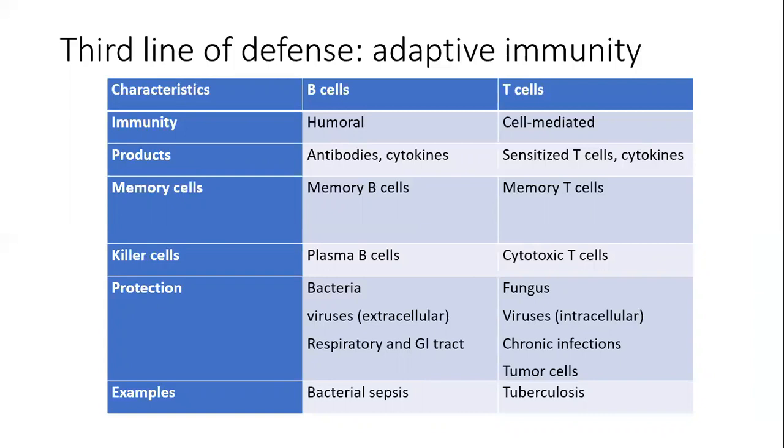B cells also have memory cells, which can respond on a repeat infection, and they're called memory B cells. There are killer cells within the humoral response, and those are plasma B cells. They're the antibody factories. And they protect against bacteria, viruses, and they work in the respiratory and GI tracts as well. So an example of a really extreme humoral response is a bacterial sepsis.